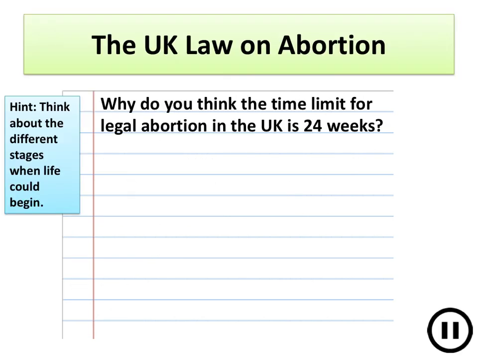I want to think about the law on abortion a little bit more, and I want you to think about why the time limit for legal abortion in the UK is 24 weeks. Now, to do this, you need to think about the different stages when life could be seen to begin. Give an answer and explain why you think that is why the UK has chosen to have 24 weeks as a legal limit for abortion. Pause the video now and give your answer.